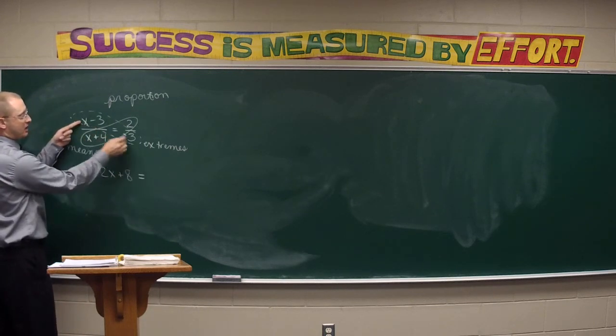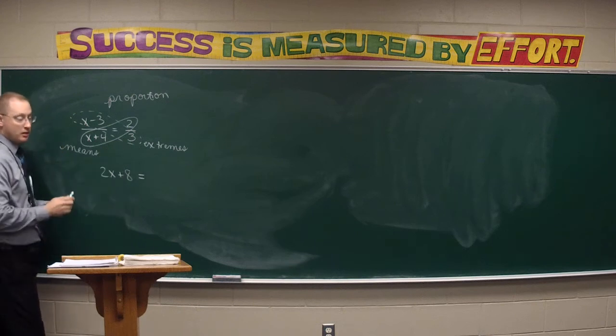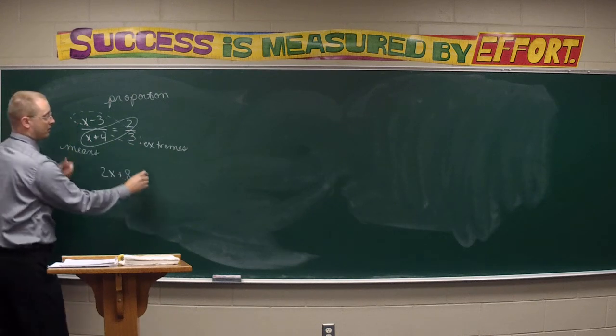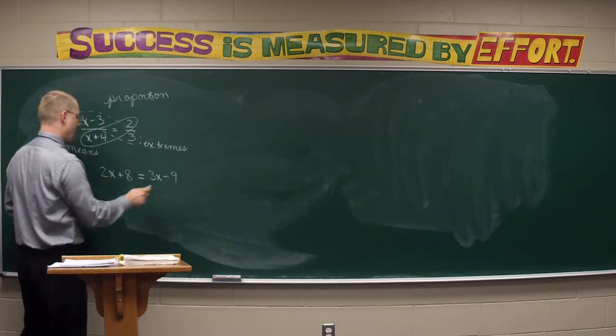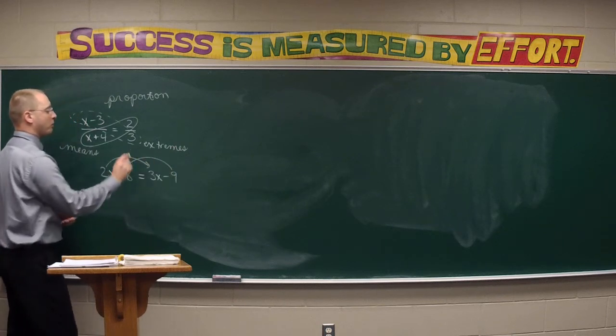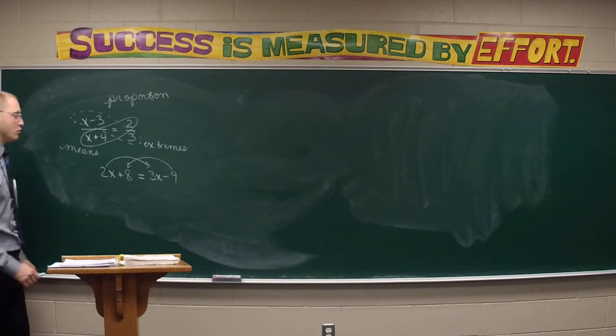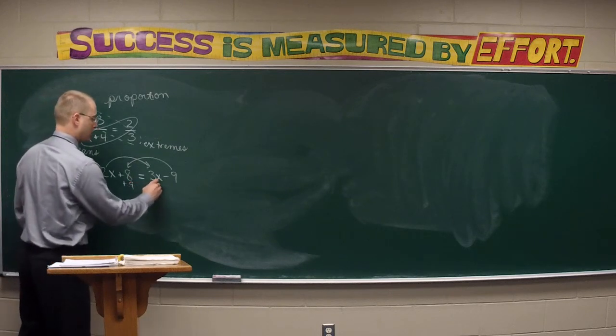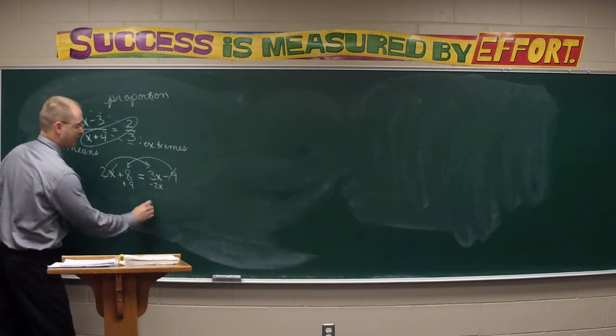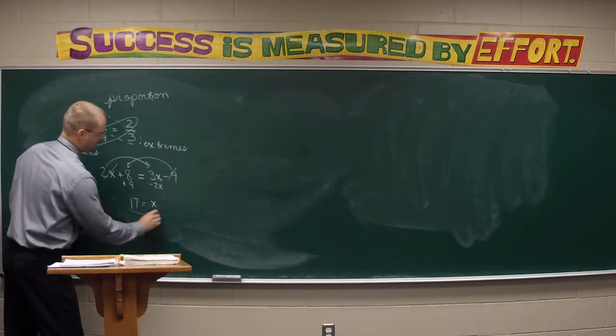What do we get if we multiply the extremes together, Genesis? 3x negative 9. And then we'll bring the 2x over, send the 9 over. What do we end up with, anyone? X equals 1. Ooh, careful. X equals 17. X equals 17 is our answer.